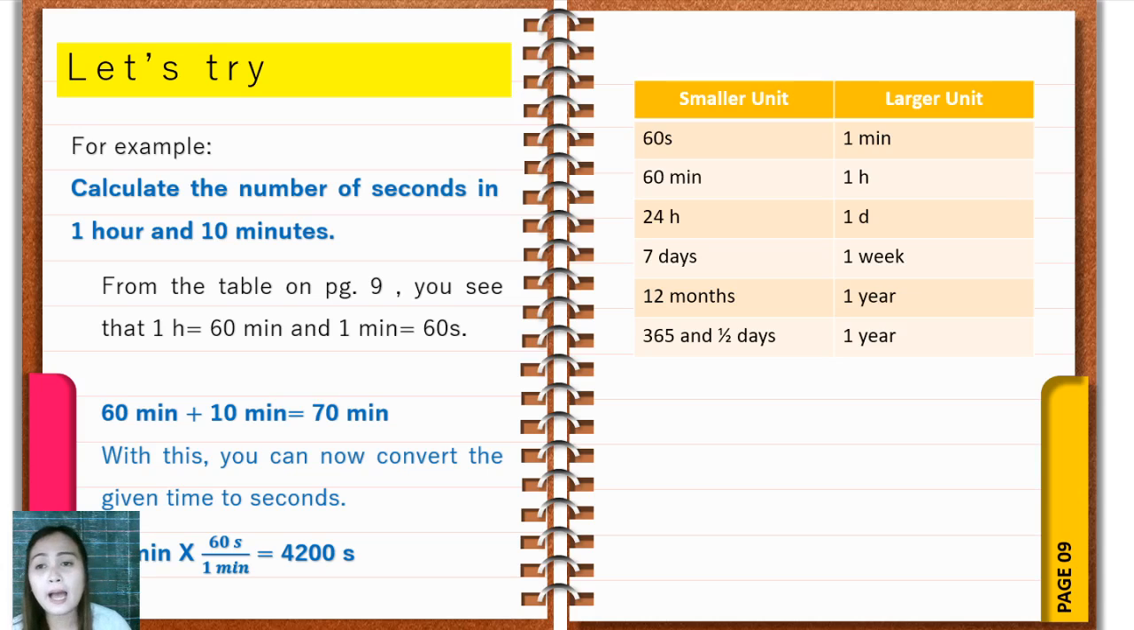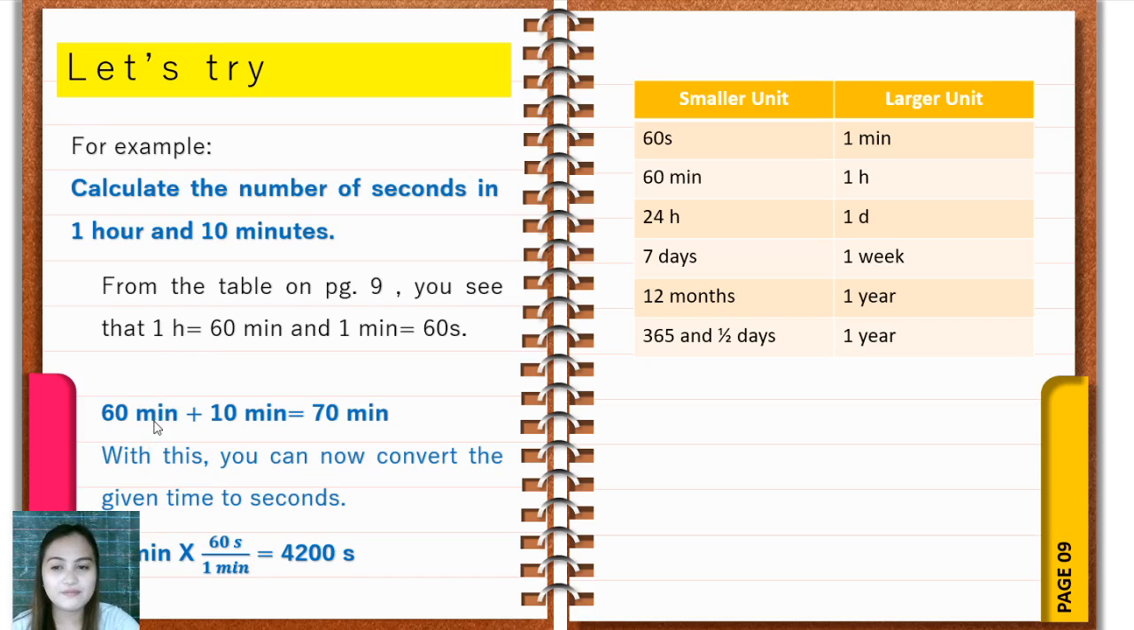So in the example on page 8, we will find seconds. From the table on page 9, you see that 1 hour is equal to 60 minutes, and 1 minute is equal to 60 seconds. So we will convert the hour to minutes.